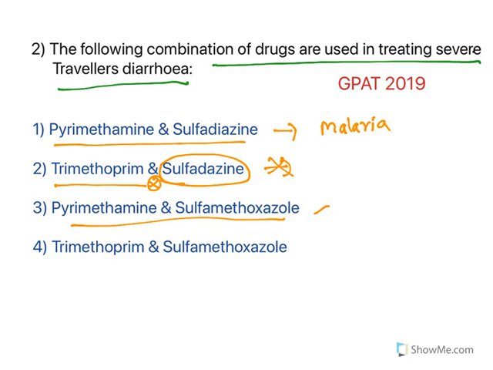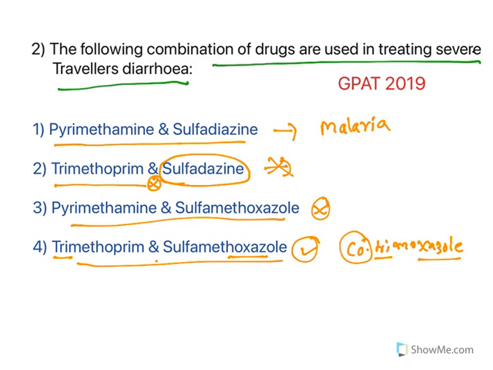Pyrimethamine sulfamethoxyl, again, this is not a proper combination. Trimethoprim sulfamethoxyl, yes, this is a combination. This is known as cotrimoxazole. Why this combination is used is both of them have kinetic profiles kind of similar. Because of their pharmacokinetic similarity, this combination is used, and this is the effective drug to treat traveler's diarrhea. So all other combinations, they don't work.